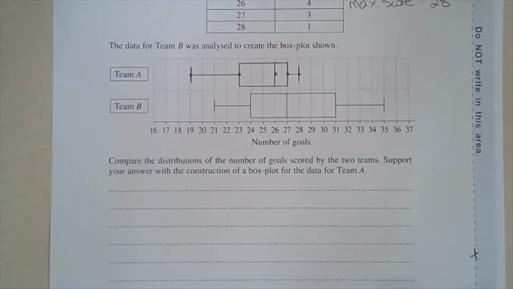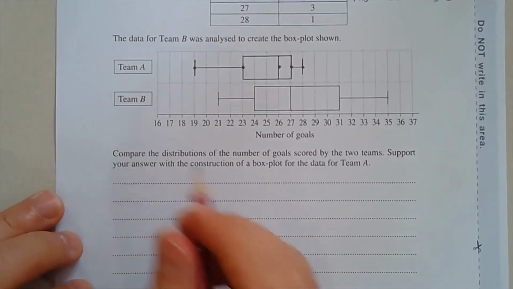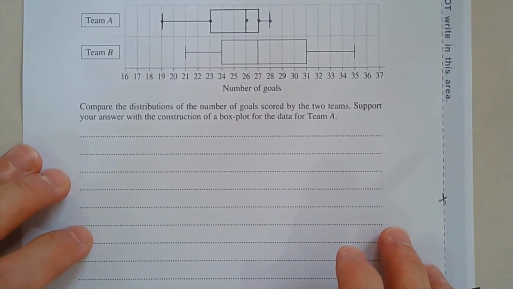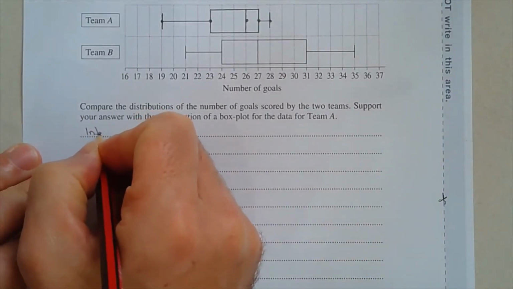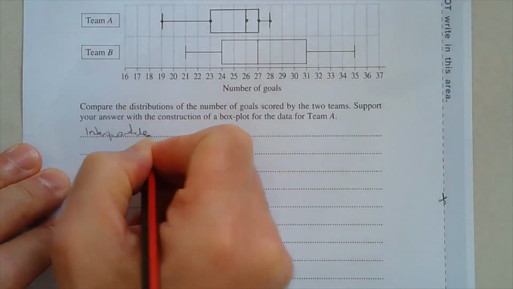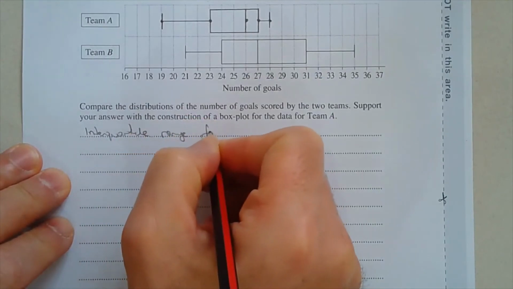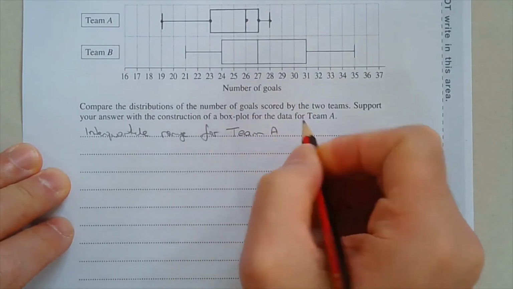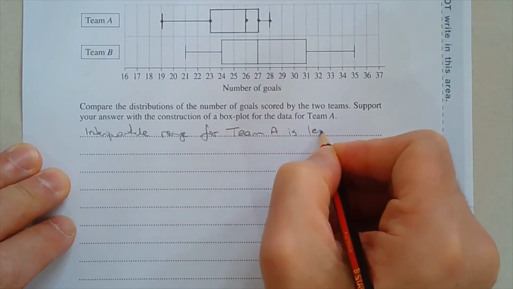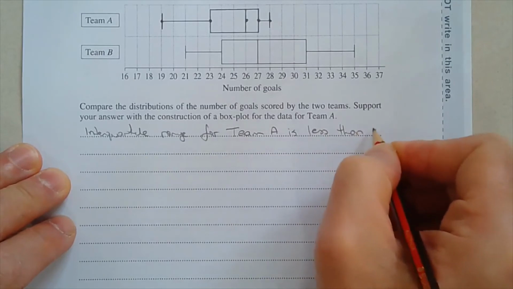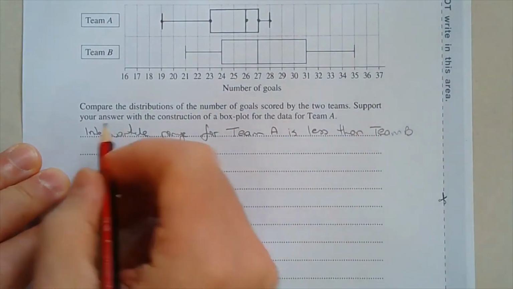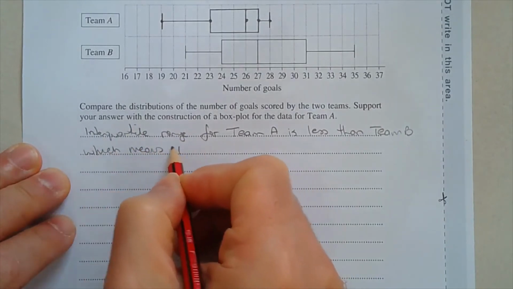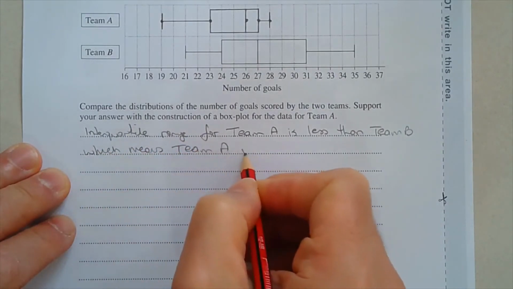Let's analyze this quickly. First of all, we can see that the interquartile range for Team A is less than Team B, which means Team A is more consistent.